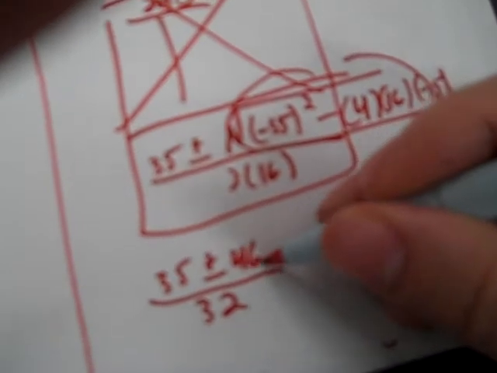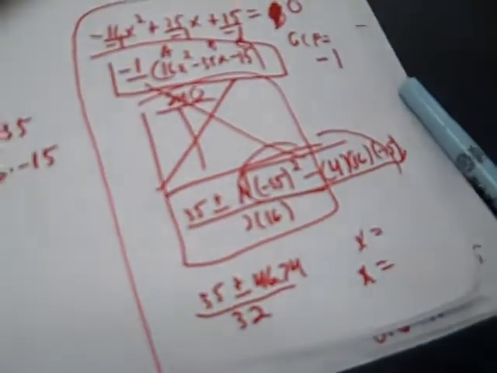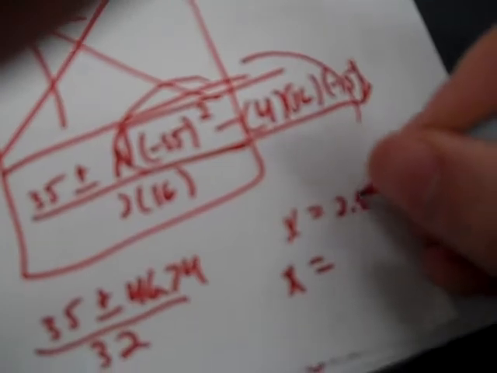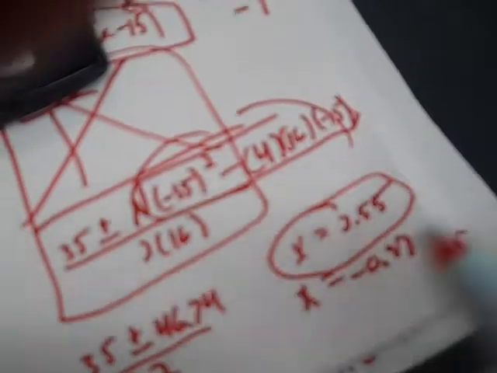That's 46.74. So that leads to two answers. Divide by 32, and that's going to give me 2.55. The other is negative 0.37. So that 2.55 is kind of the real answer.